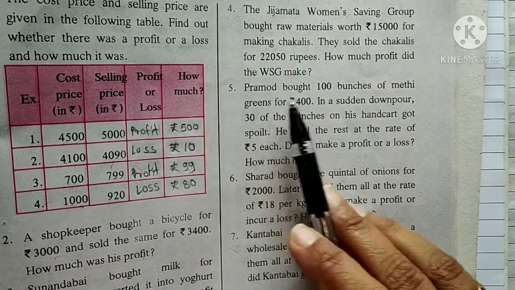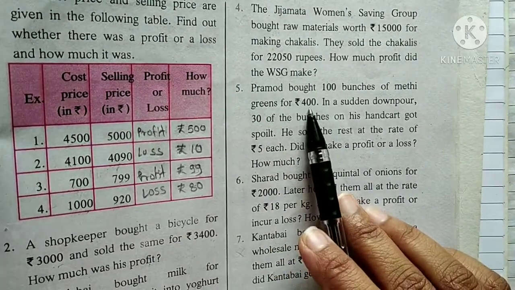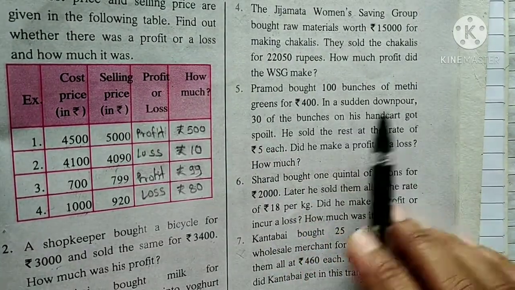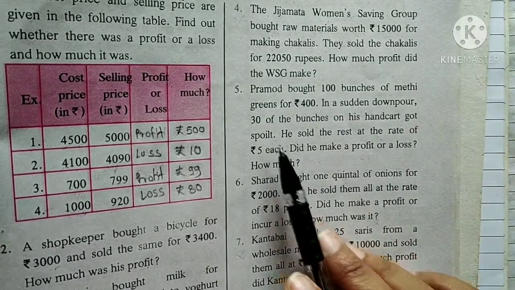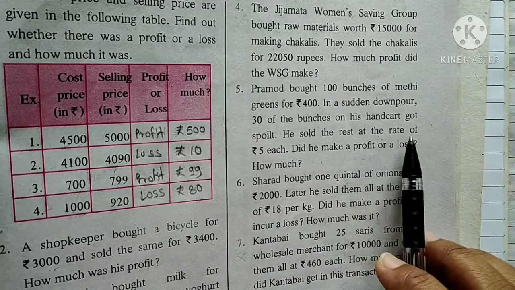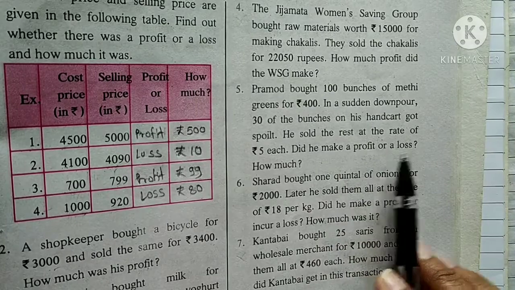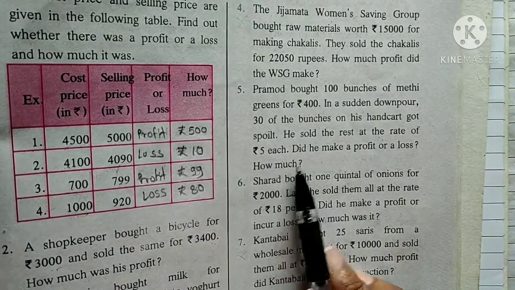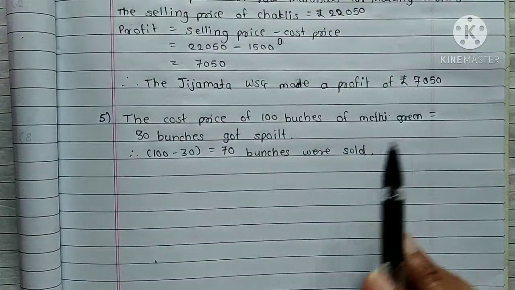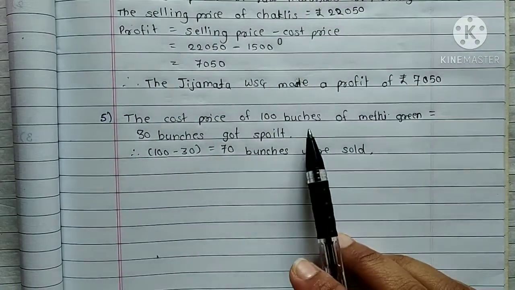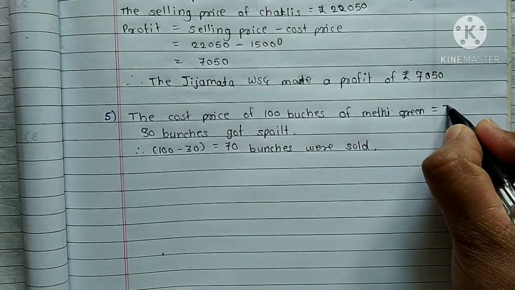Fifth example. Pramod bought 100 bunches of methi greens for rupees 400. In a sudden downpour, 30 of the bunches on his handcart got spoiled. He sold the rest at the rate of rupees 5 each. Did he make a profit or a loss? How much? Okay, let's see solution. Here the cost price of 100 bunches of methi greens is rupees 400.